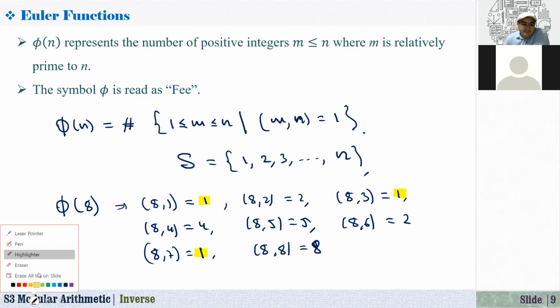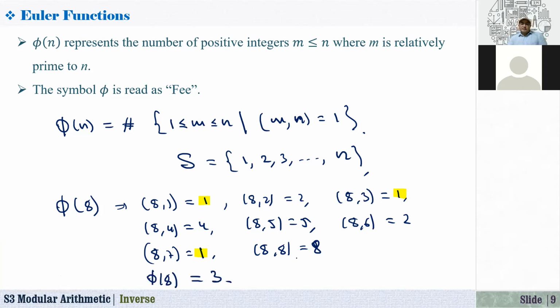So the value of our function here, phi of 8, is equal to 3. That means that 3 numbers from this set, from 1 to 8, are relatively prime to 8. What are those numbers? They are 1 and 3 and 7. Right. And actually, if this n is equal to a prime number, simply I can just write that thing here.